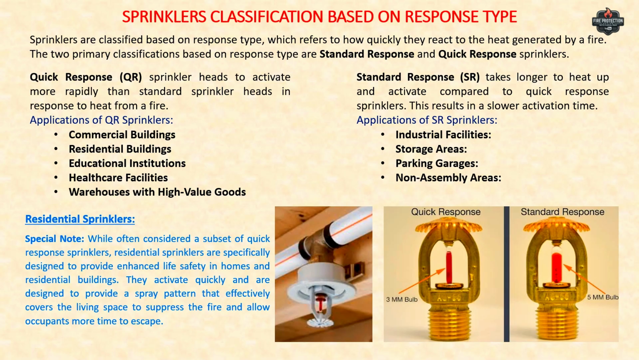There is one more class of these sprinklers, that is called residential sprinklers. So these are designed for use in homes and other residential buildings like apartments and hotels. Their primary purpose is to provide life safety by controlling or suppressing a fire quickly, allowing occupants more time to escape. They have a lower activation temperature and are tailored to provide sufficient water distribution for residential buildings. Their glass bulb is even thinner than 3 mm.